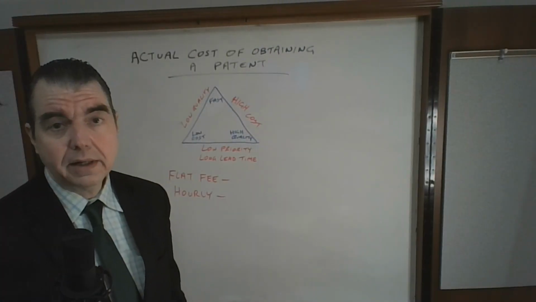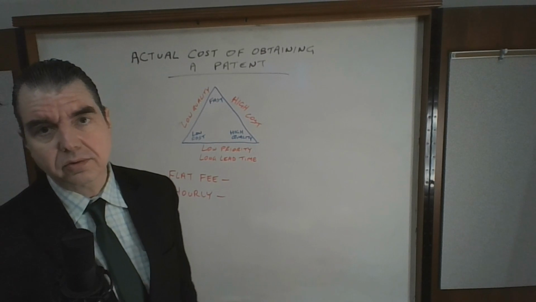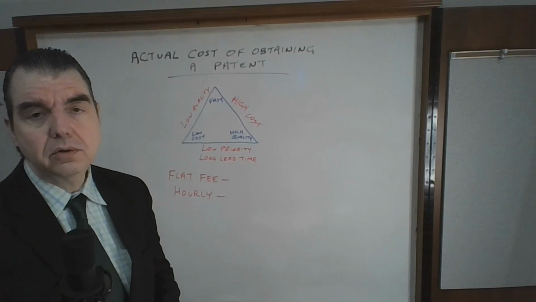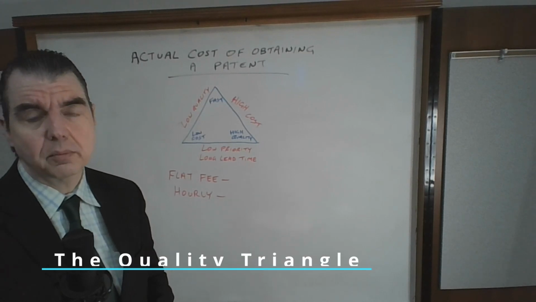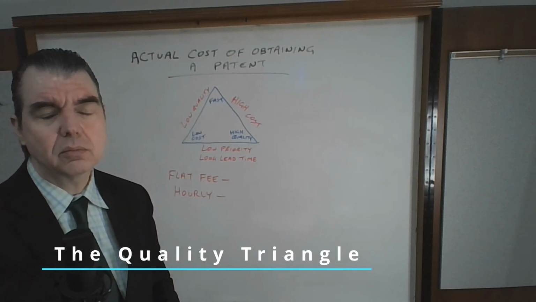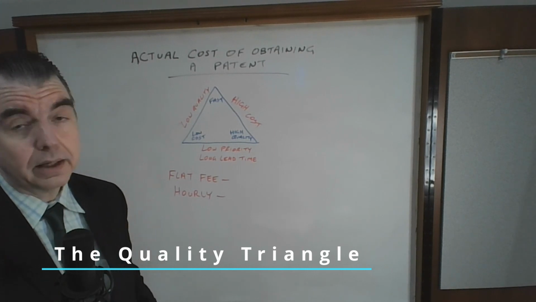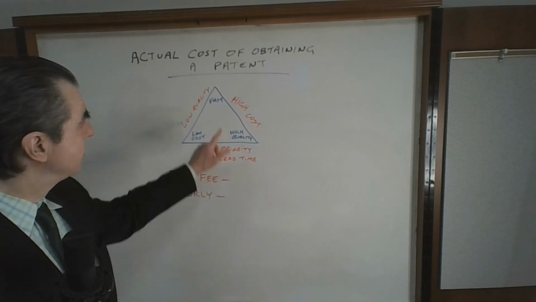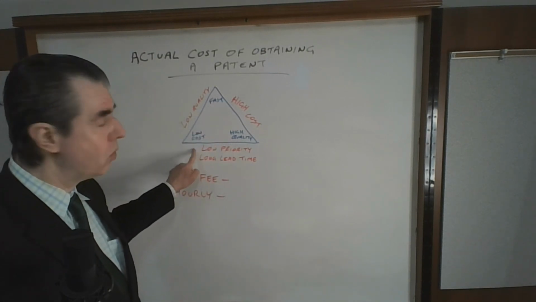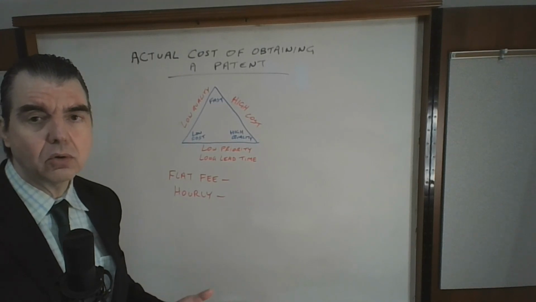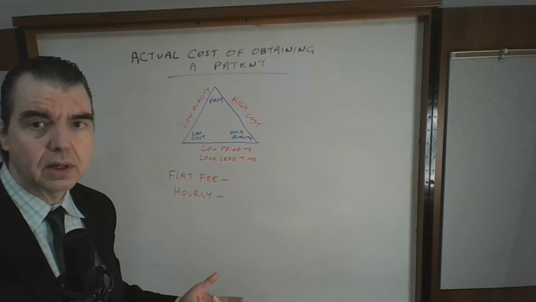If you've done any kind of project management in the past, and if you're an engineer, I'm sure you've dealt with this before, but in order to discuss the legal fees for development of a patent application, we really need to think about this in terms of the quality triangle. And what is the quality triangle? In an ideal world, you want something done fast, low cost, and high quality. But in reality, you can only have two of those three items.